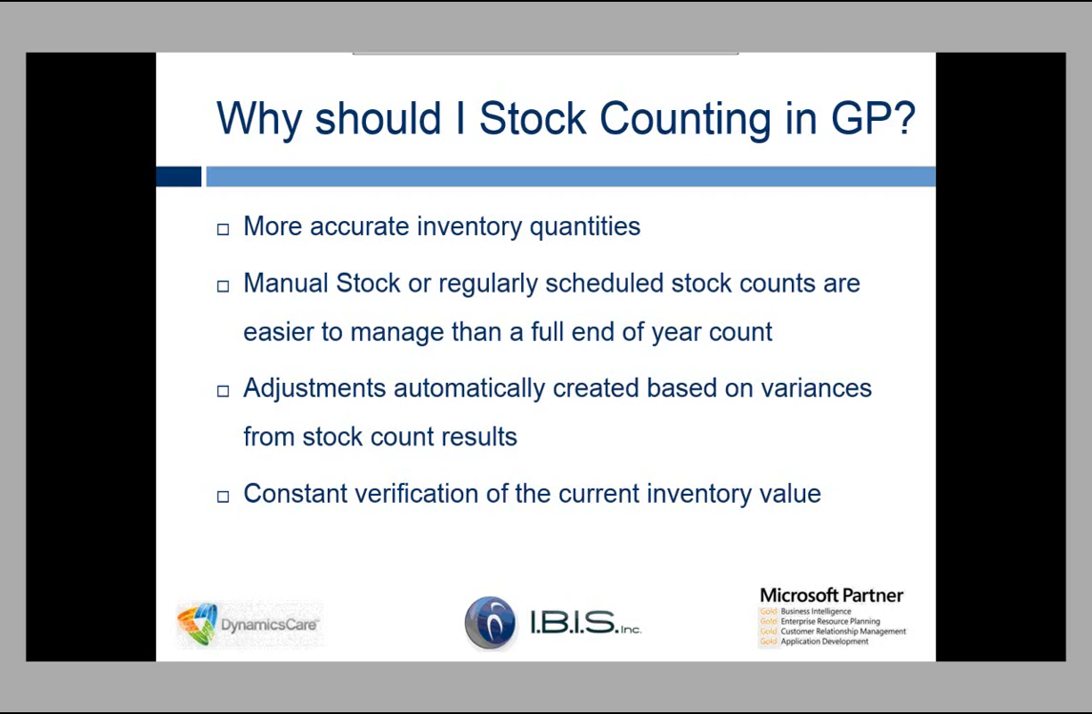You can also manually count throughout the year instead of doing a giant full end of year count, which can be very cumbersome, can take a lot of time, and you basically have to shut down your facility when all of your stock counters are counting at the end of the year. Another thing that's helpful with stock counting is the adjustments that are automatically created based on any variance from the stock counting. So if there are any differences, you can tell right away based on the adjustment transactions that are created.